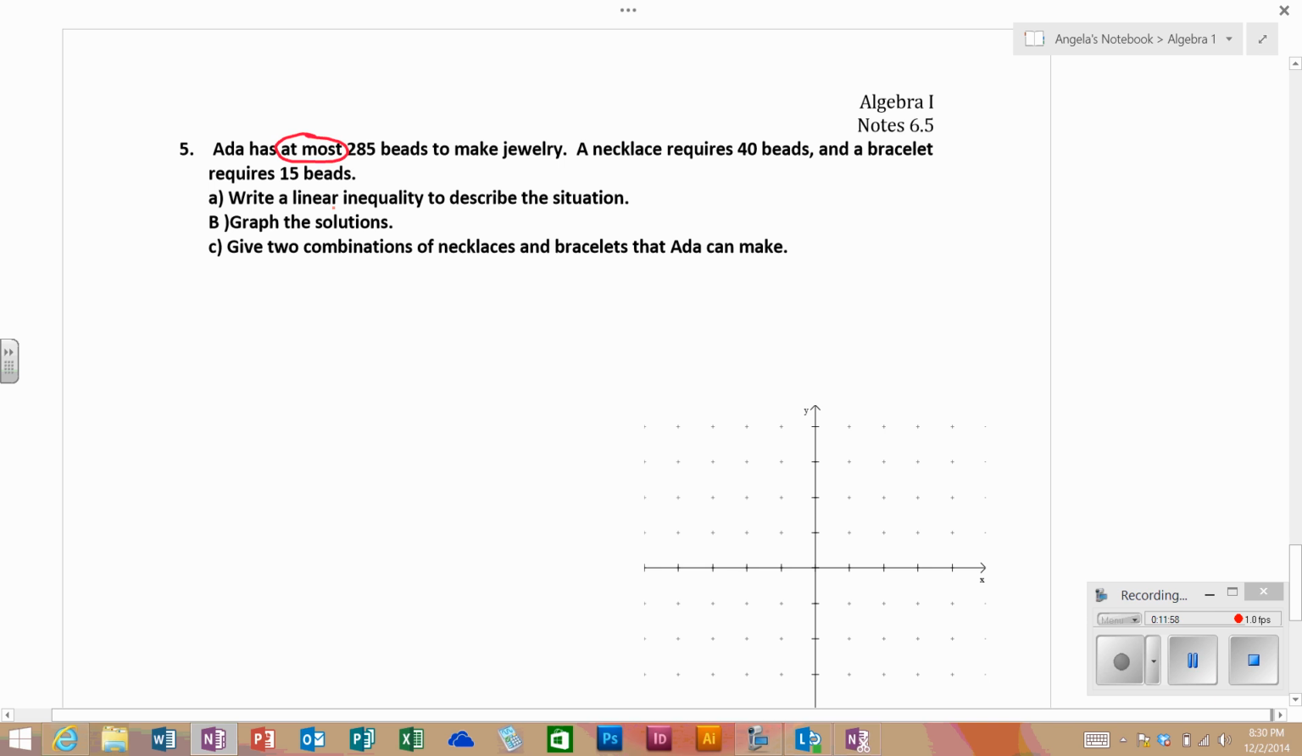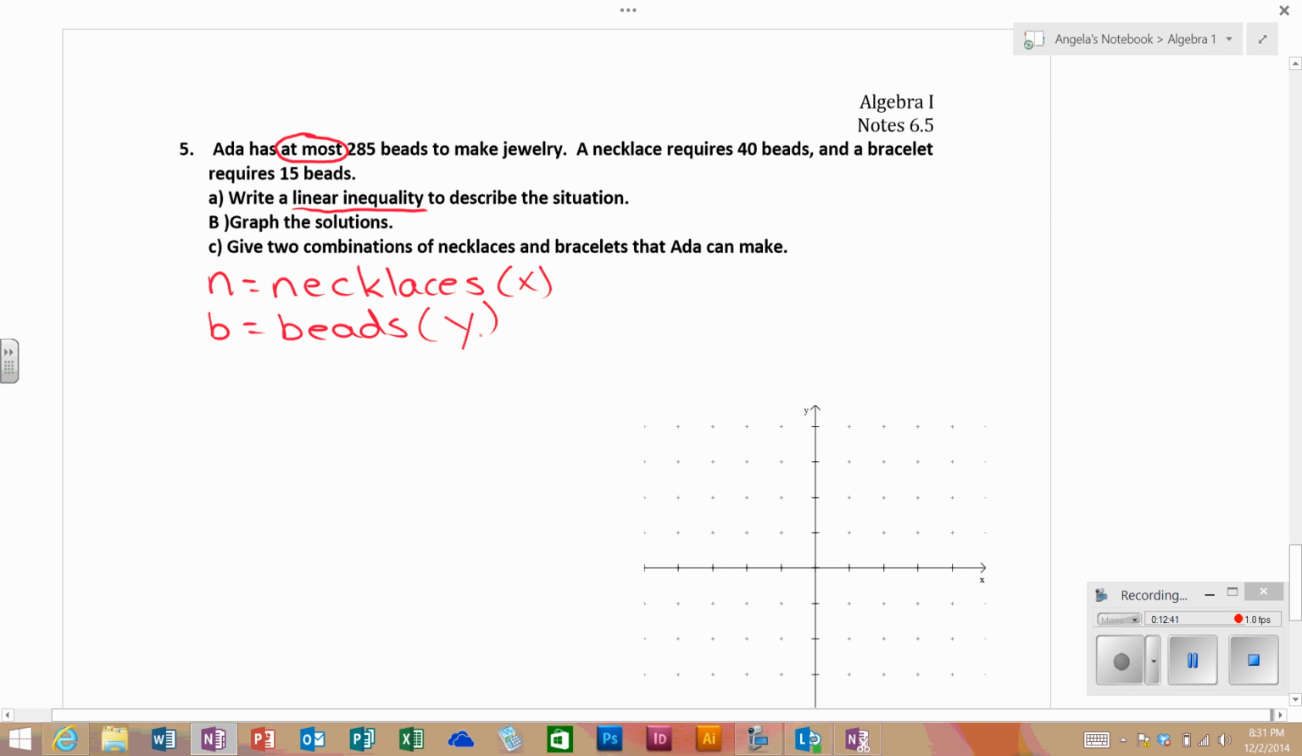A necklace, if she wants to make a necklace, it uses 40 beads. And if she wants to make a bracelet, it uses 15 beads. We need to come up with an inequality to describe the situation and then graph it and then give any kind of combination of bracelets and necklaces that she can make. All right, well, we need variables. Let's use N for necklaces and B for beads. Now, just because we know our X and Y axes, I'm going to say that N are like my X and B is like my Y.